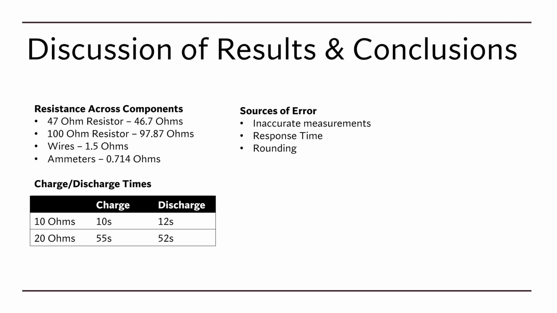The charge and discharge times for the two light bulbs are shown below. We have 10 seconds and 12 seconds, and then 55 seconds and 52 seconds. Some possible sources of error are inaccurate measurements, response time, and rounding.